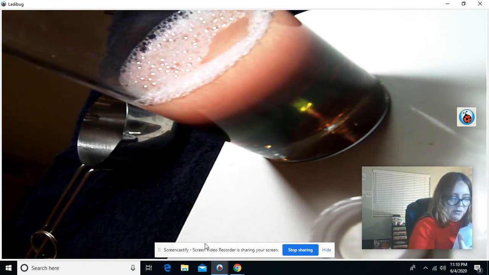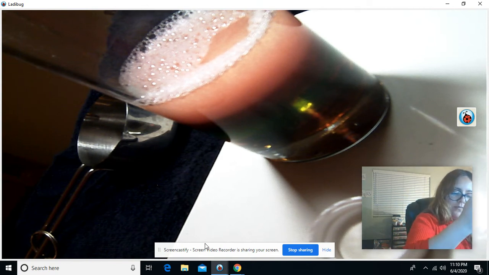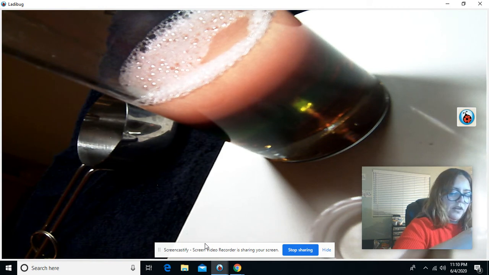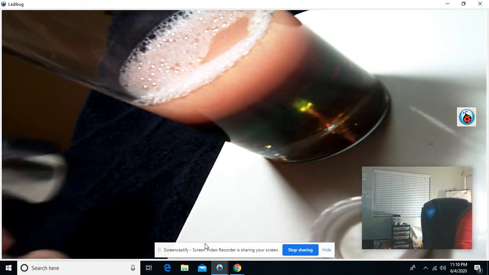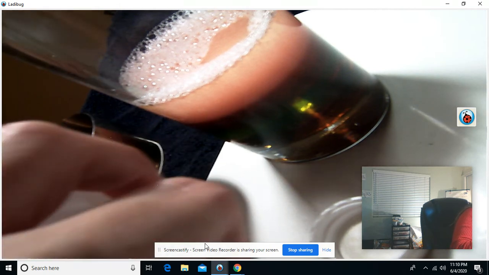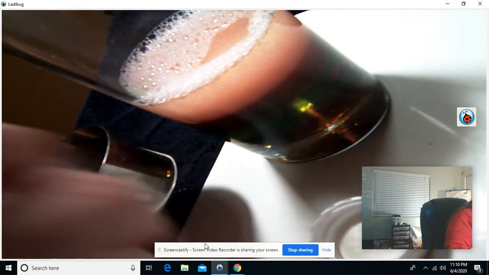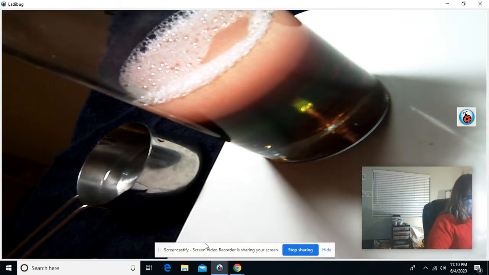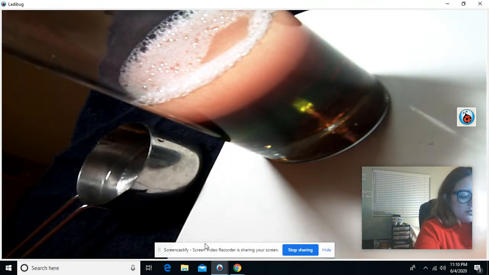And I need to open mine up. Okay, so I'm going to do the same thing. Pour about the same amount of rubbing alcohol into your measuring cup. Okay, I have my rubbing alcohol. And this one you need to be careful with because it's very potent, the smell.